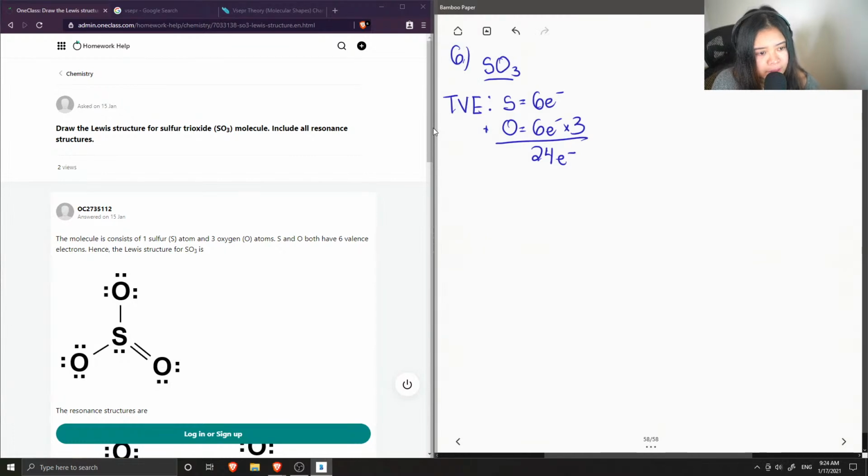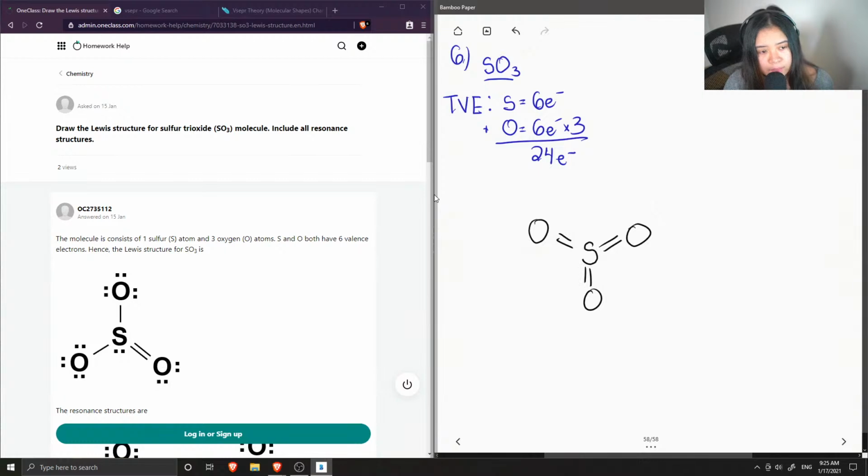So now let's draw sulfur as our central atom. And then I'll just draw 3 bonds to oxygen, like so. And all of the oxygen atoms will be double bonded.